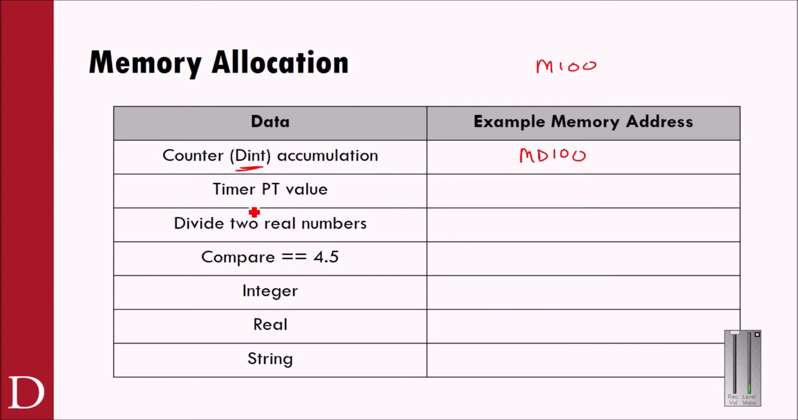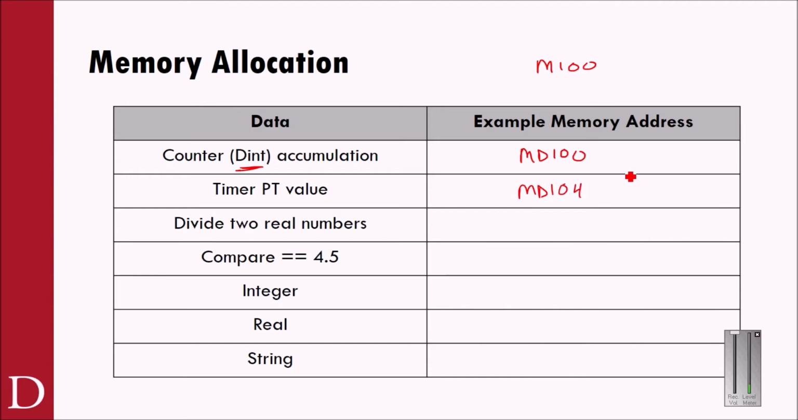Okay. The timer preset value, that also was a double integer. How do I know that? Because it went up to 2.14 billion. It didn't go up to 4 billion, it went up to 2.14 billion. And it's also not a signed double integer, but regardless, I don't care. It's a double. So I'm going to go MD104. Now I'm just going to count by 4s.